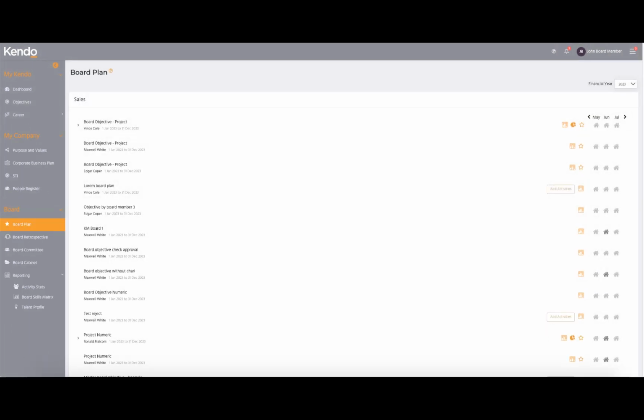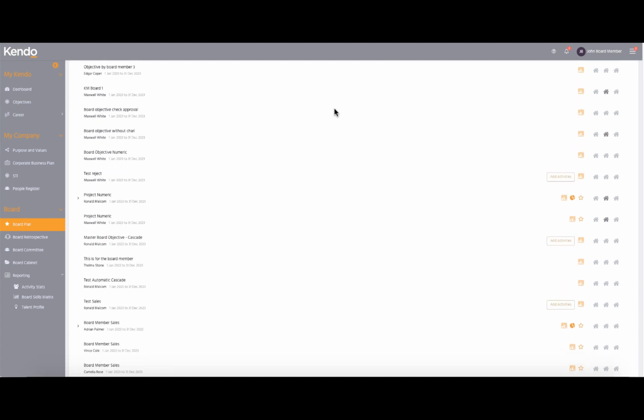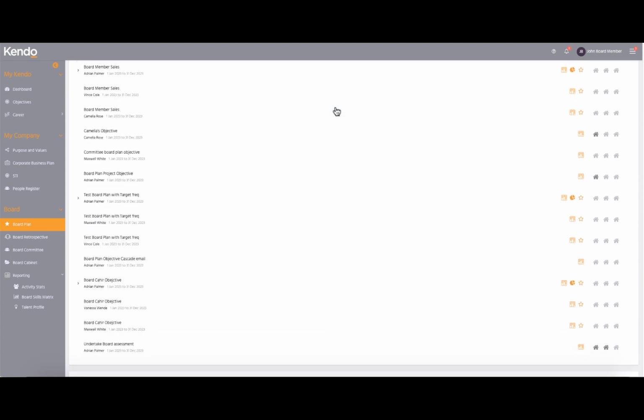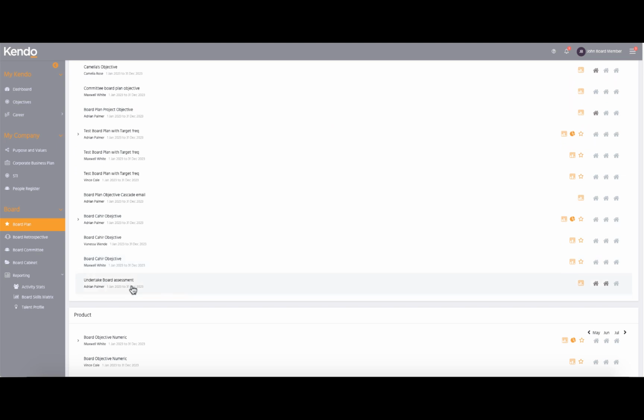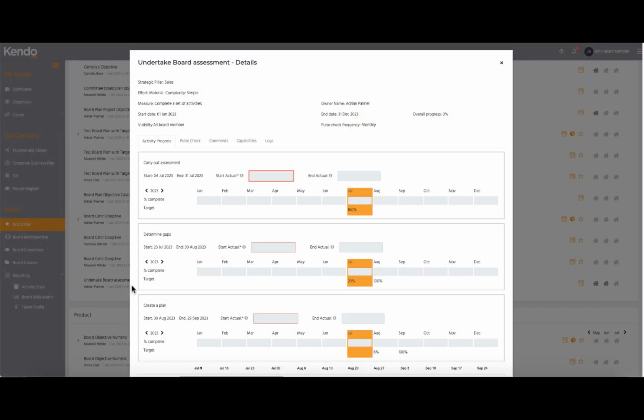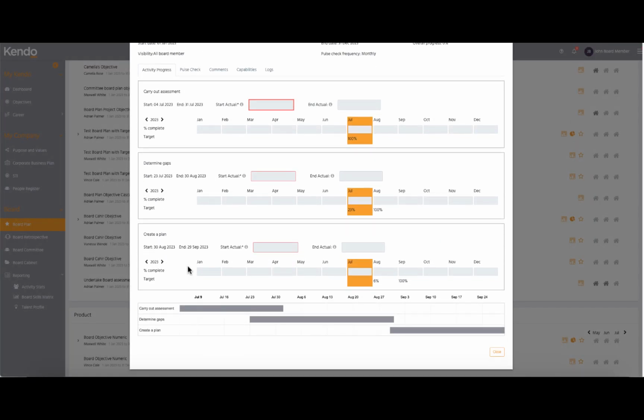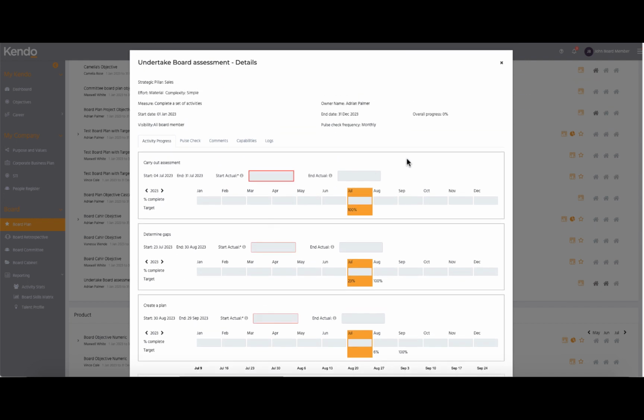Board members can view the board plan. It defines the key deliverables for the board each year. The board plan can also enable regular assessments of the performance of the board via pulse checks. Only the board chair can add board objectives. However, all board members have visibility of the objectives, so it's clear where accountabilities lie and what progress is being made.